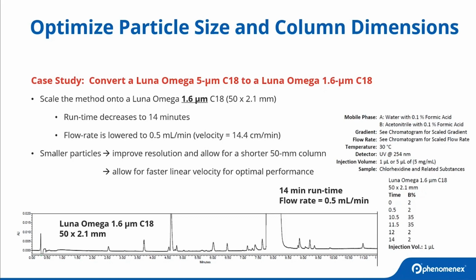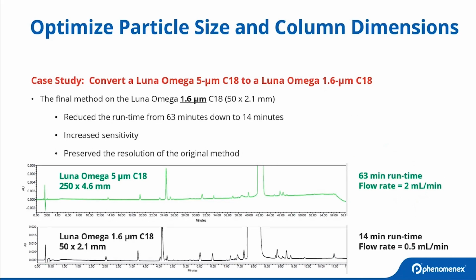So upon switching to a 50 by 2.1 millimeter ID column, we needed to scale our flow rate such that a flow rate of 0.5 milliliters a minute has a corresponding linear velocity of 14.4 centimeters a second. Previously, we were working with linear velocities of about 12 centimeters a second. The small particles generated even sharper peaks, so as to then allow for us to use a shorter column, in this case 50 millimeters, and all the while, we're improving our sensitivity.